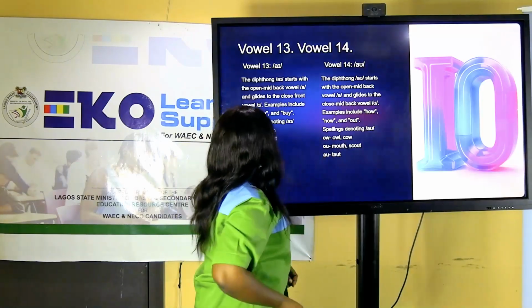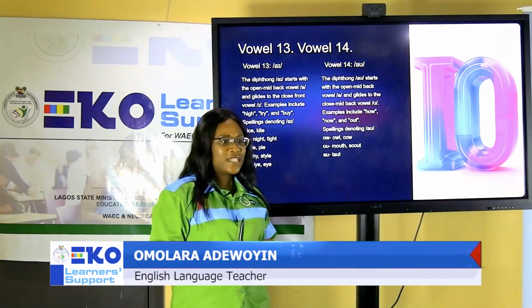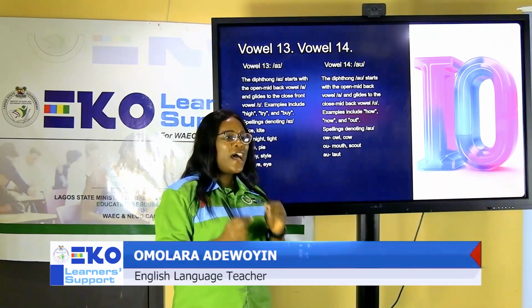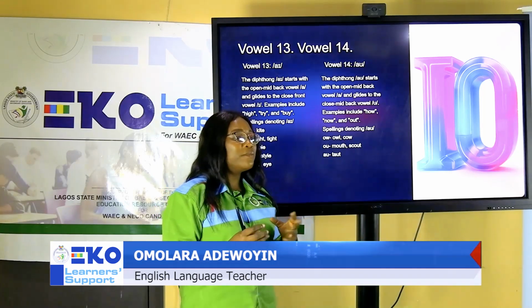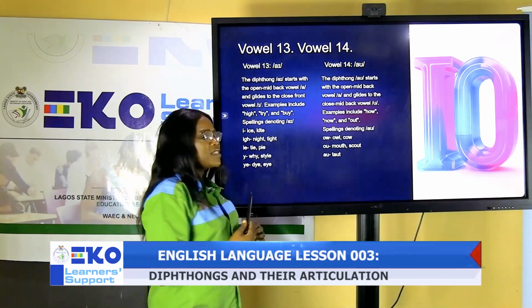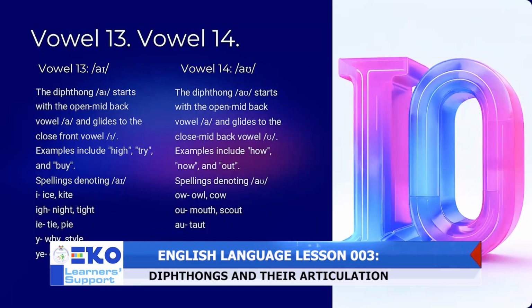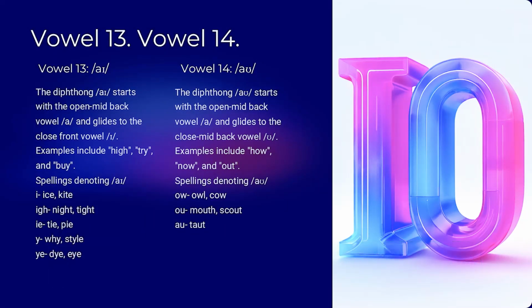Let's look at these vowels, how they are pronounced, and the letters of the alphabet where we find them being used or where they occur. The first diphthong we have here is the diphthong I. It starts with the open mid-back vowel A and glides to the closed front vowel E. Examples include the word high. We have try. We have buy.